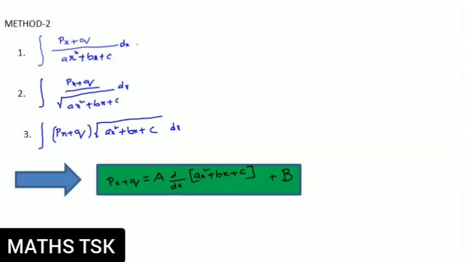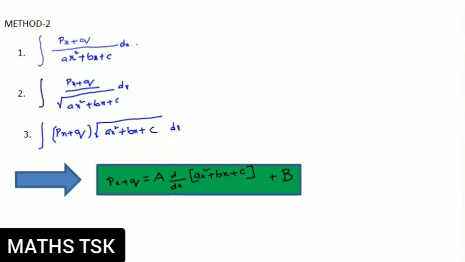Second method: integration of (px + q) by (ax² + bx + c), or (px + q) by root of (ax² + bx + c), or (px + q) into root of (ax² + bx + c). If it is in this form, we consider the numerator px + q equal to A into d/dx of (ax² + bx + c) plus B. Differentiate and then calculate the values of A and B, so that we can do it.